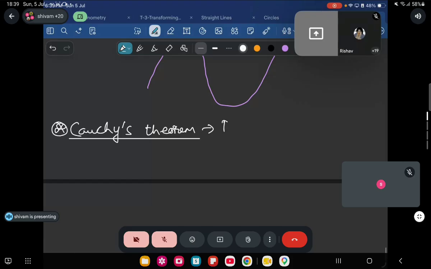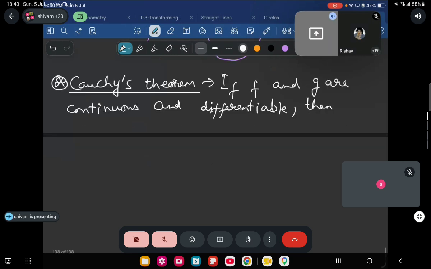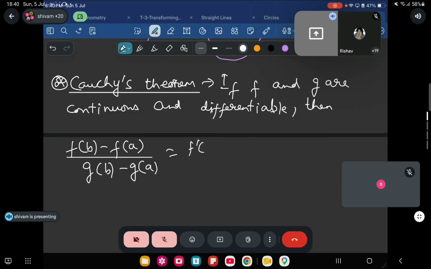Pay attention, everyone. If f and g are continuous and differentiable, then f of b minus f of a upon g of b minus g of a is equal to f dash c by g dash c.